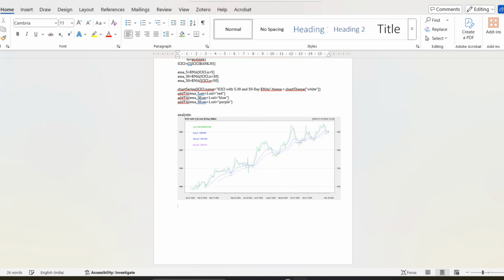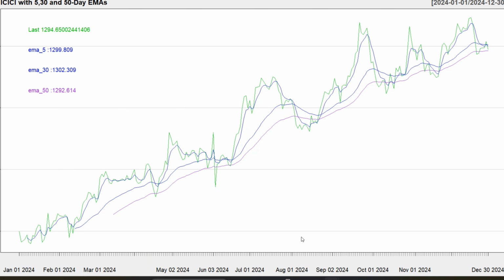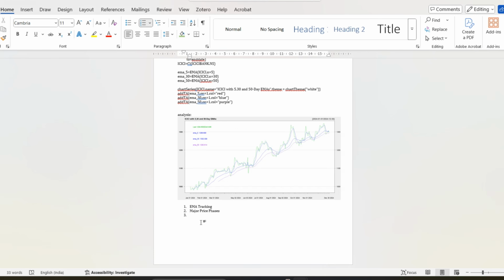So for analysis, again I am putting some outline for this. First one will be we are going to track the EMA. So EMA tracking means which is the short term, which is the long term, and which is the medium term, where it is ending, what are the prices and all. Next one, major price phases. Since closing price is there, what is the observation in the last 1 year? How the prices are changing, moving based on the green color closing price. This one I'm talking about, this green color line, closing prices. Based on that, we are going to explain major price phases.